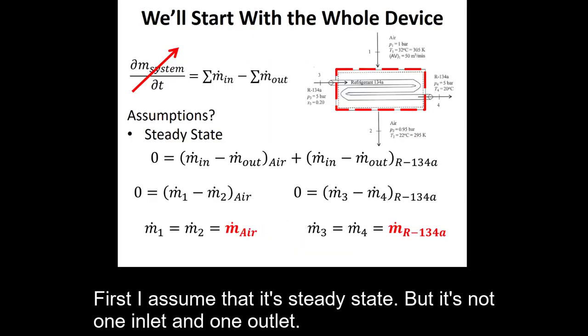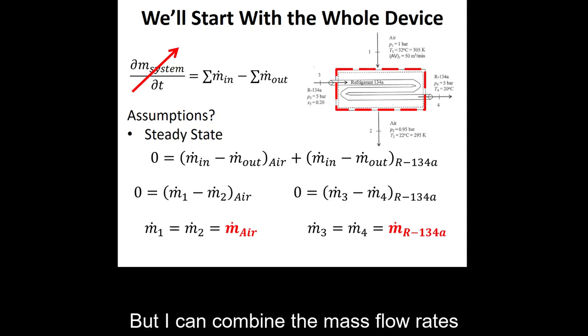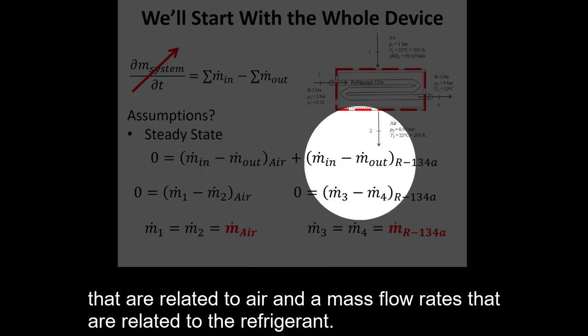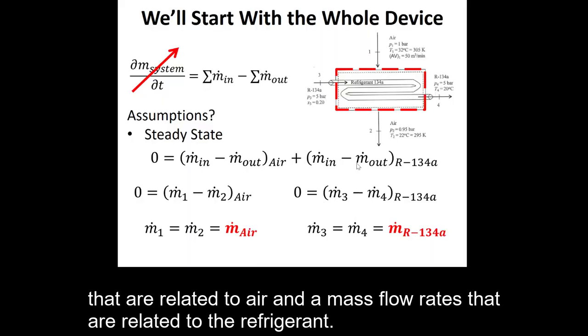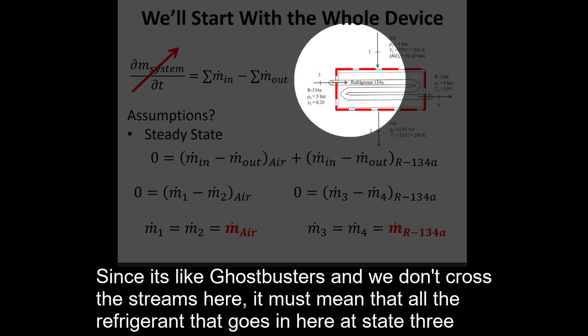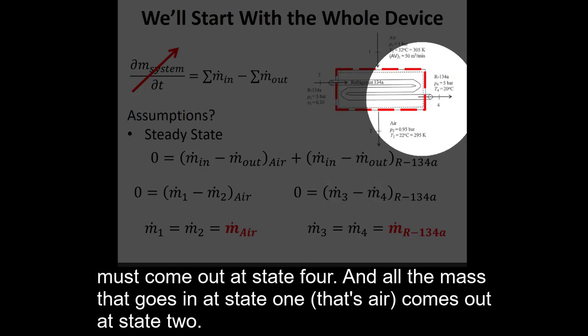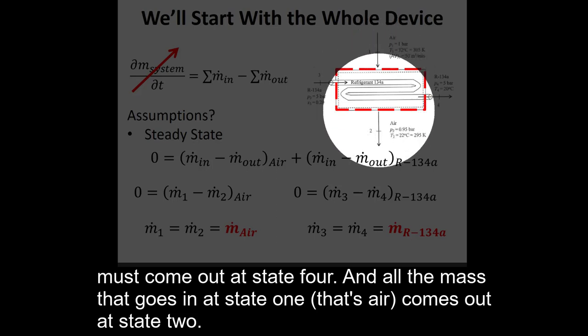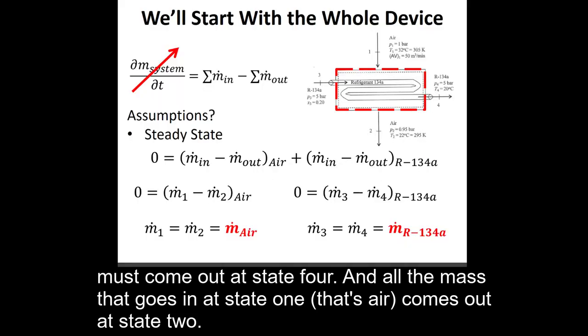First, I assume that it's steady state, but it's not one inlet and one outlet. But I can combine the mass flow rates that are related to air and the mass flow rates that are related to the refrigerant. Since it's like Ghostbusters and we don't cross the streams here, it must mean that all the refrigerant that goes in here at state 3 must come out at state 4. And all the mass that goes in at state 1, that's air, comes out at state 2.